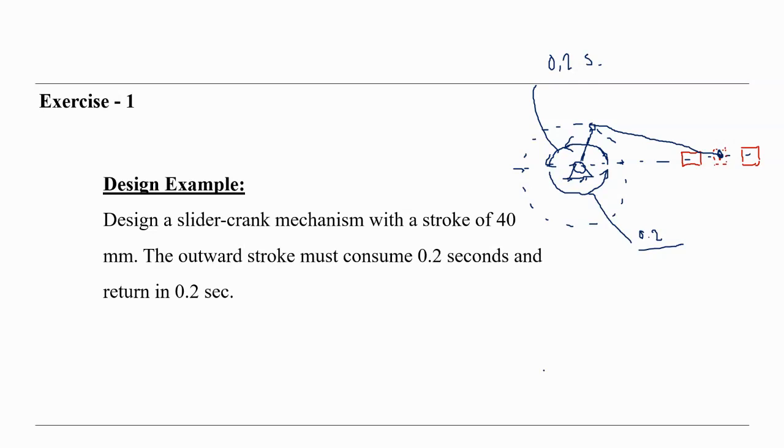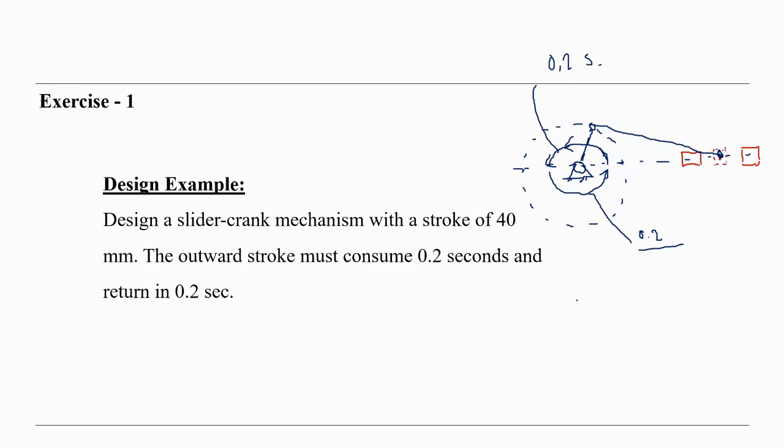Because the machines we design have to be calculated. This is the cycle time, because the product produced in this machine is evaluated by the cycle time. So what is the cycle time here for a full rotation? 0.4 seconds, isn't it? 0.4 seconds.